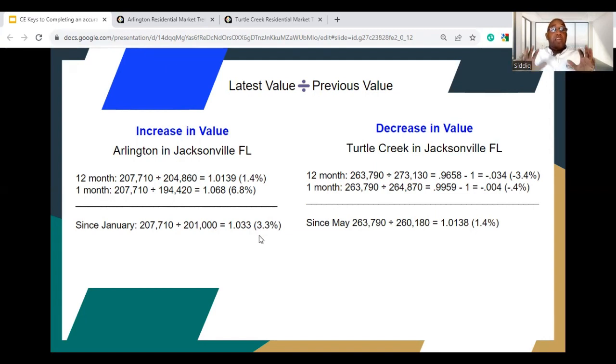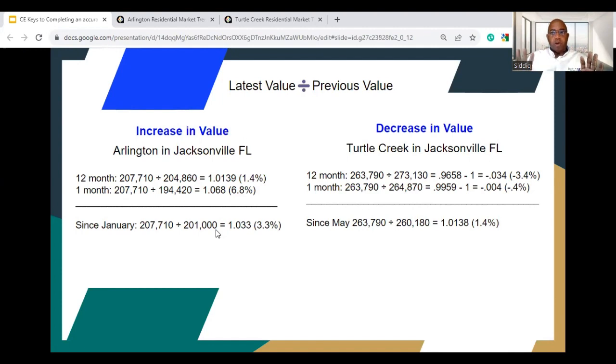Why is that important? If someone comes to you about this particular neighborhood and says, hey, listen, I see some data that says the values in this neighborhood only increased by 1.4% over 12 months, well, you can come back and say, hey, take a look at this. Over the last month, the values increased by 6.8%. And then you can go back to January using the calculation and say, since January, the values have increased 3.3%. So over the 12 months, yes, it may have been that, but it is trending in the right direction.